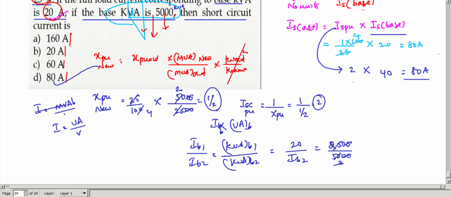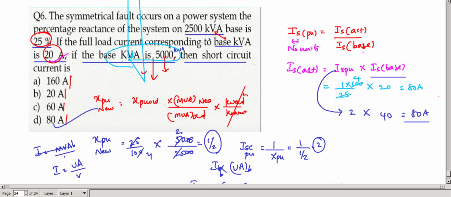Hope you understand this. So in the last question, they directly gave that 2500 kVA, the common base. Now he has given it on the new base. So I want to find the new values corresponding to this. Then the procedure is same.